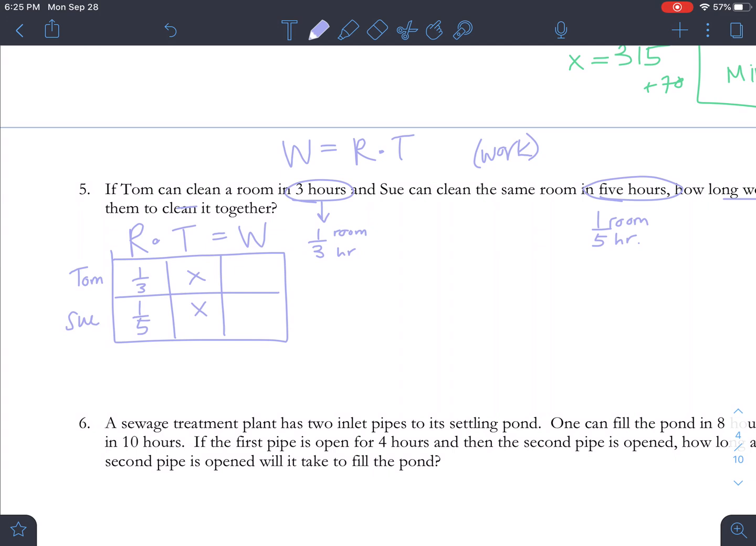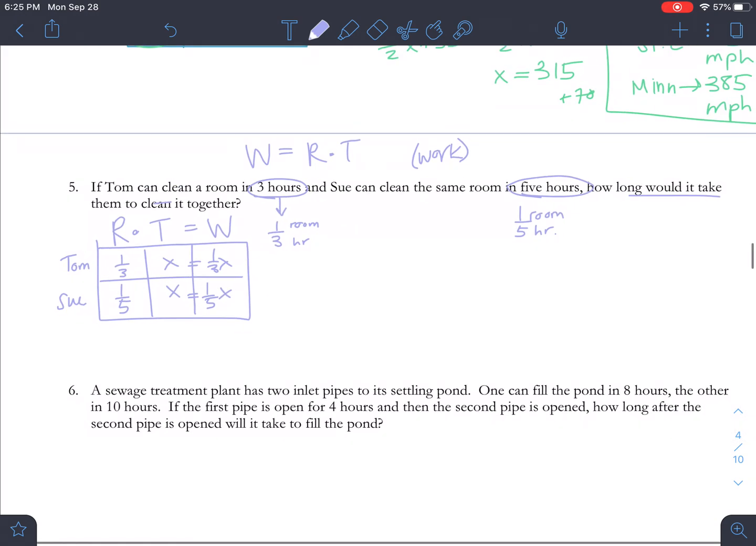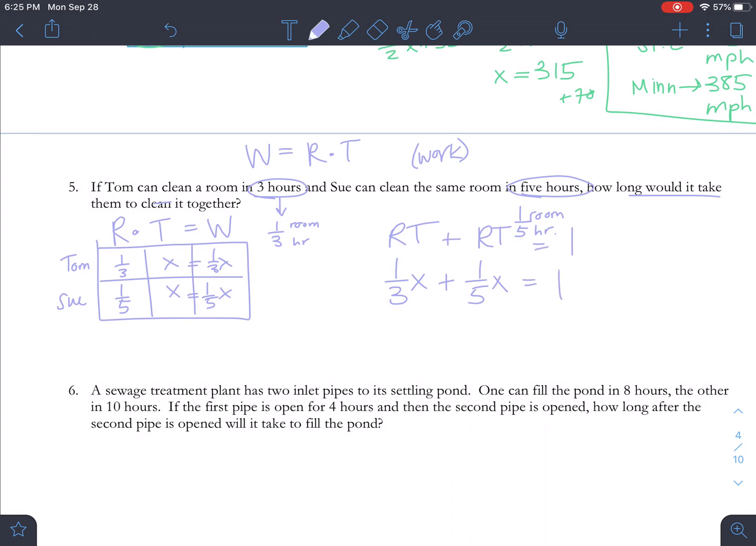Okay. Now, the nice thing about work is that it always adds up to 1. Because they want to clean 1 room together. So Tom's work is 1/3 x, and Sue's work is 1/5 x. And since they are working together, we're going to say Tom's work, rate times time, plus Sue's work, the work she puts in, rate times time, is equal to 1. Okay, work is always equal to 1. Always, always. And that's the equation we're going to solve.